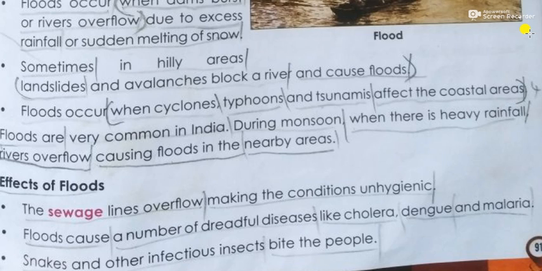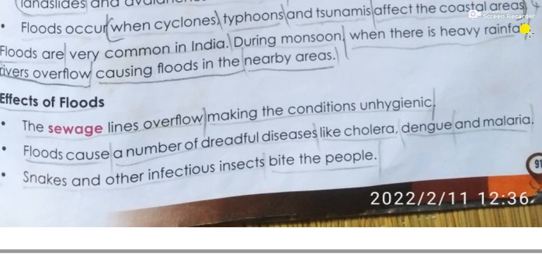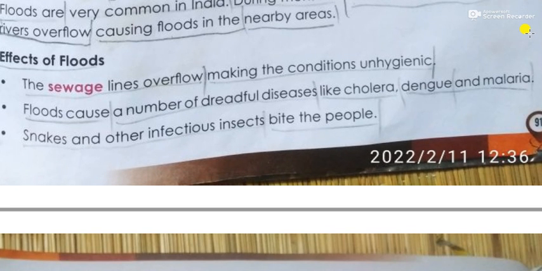the flood also occurs. Okay, so in India it is very common during monsoon that heavy rainfall used to happen. So during that time mostly the areas nearby rivers and water bodies will face this flood. Okay, plain areas usually. Effects of flood: the sewage line overflows, making the condition unhygienic.